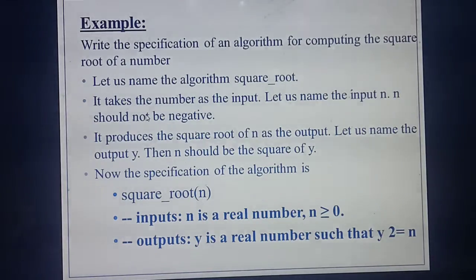So for output, the input you are giving is the variable n. In the same way, output also you need to declare some variable. So input you have declared as variable n, and output you are giving the variable called y. Output you are giving the variable called what? Y. So how are you giving it? y square equal to n.